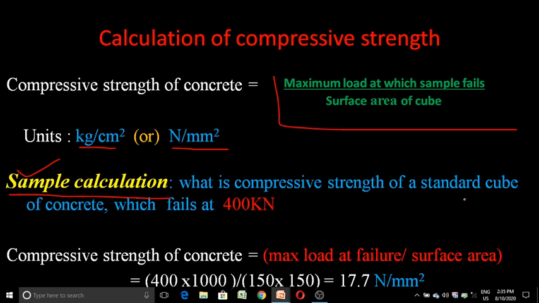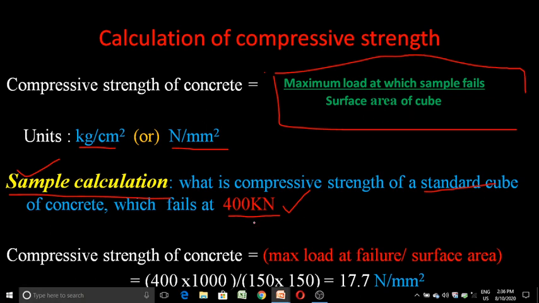What is the compressive strength of a standard cube of concrete which fails at 400 kilonewton? You know the standard cube as per IS 456-2000 is 150 mm by 150 mm by 150 mm. If that cube is tested under the compressive testing machine, the machine will show the maximum load is 400 kilonewtons. You know the formula for calculating the compressive strength of concrete: maximum load at which the sample fails divided by surface area.